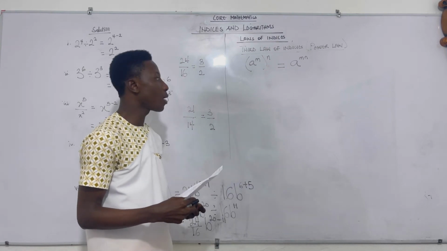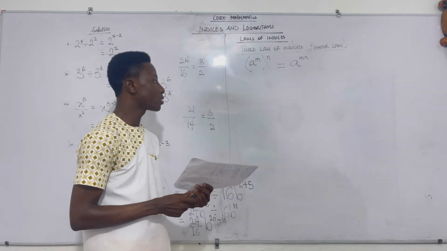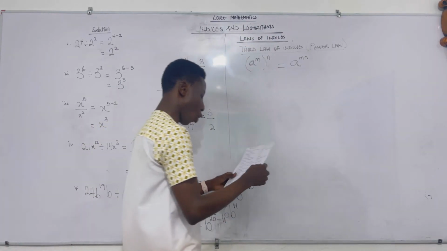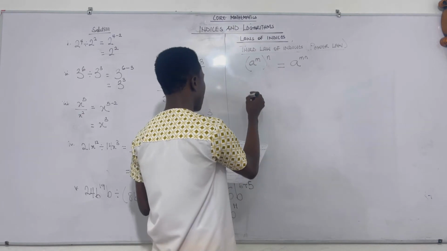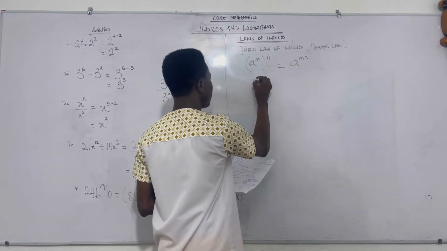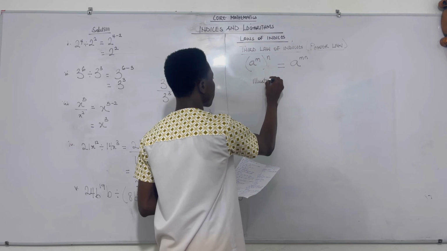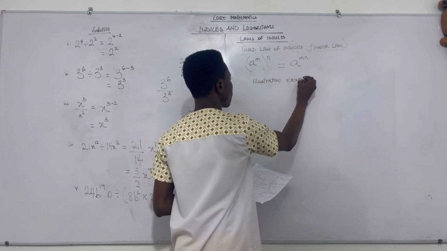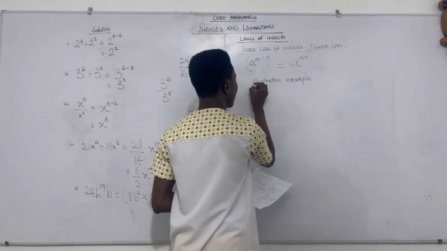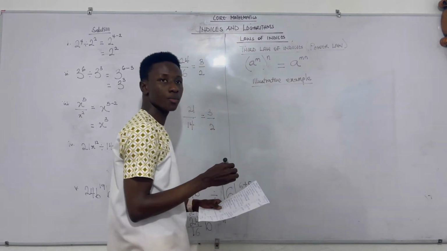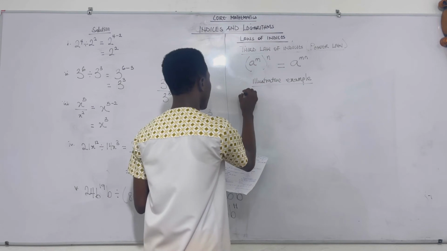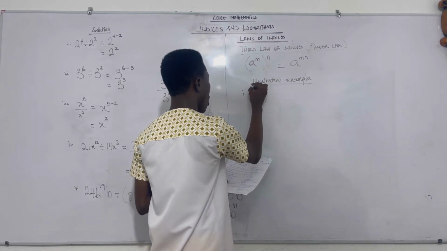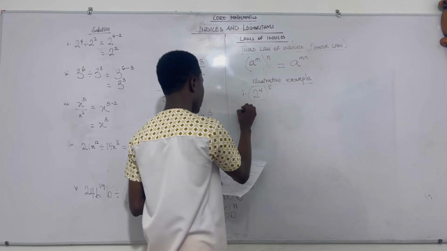Let's try some few examples. There is a lot more to say about this. Alright. We have to apply some knowledge under algebraic expression. So let me get you some examples. So, illustrative example. Illustrative example. So we have 2 exponent 4, all power 5. What's the value?